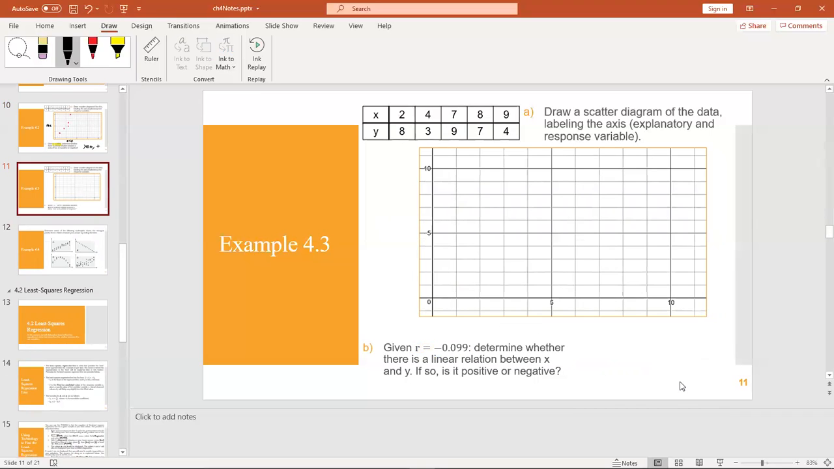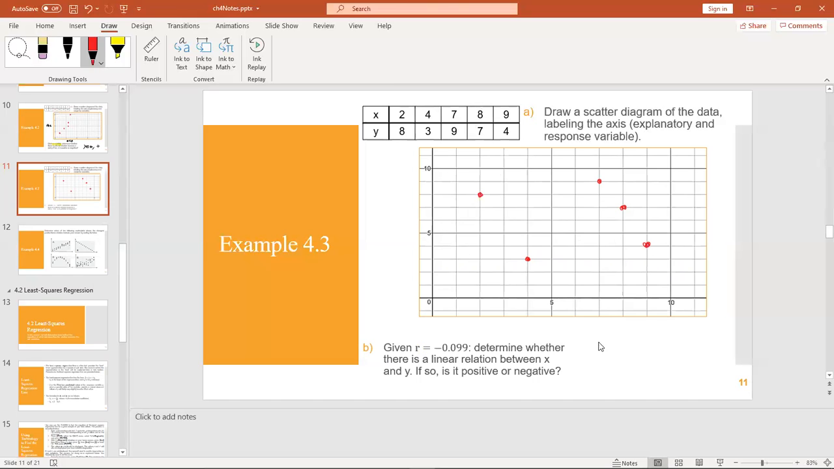Let's look at the next example. So here we're going to draw a scatter diagram for these data. We've got 2, 8. So here's 2. We're going to go up to 8, which is going to be right there. We've got 4, 3, which is over here. Then what do we have? We have 7, 9. So 6, 7, go all the way up to 9. We've got 8, 7. So 5, 6, 7, 8. Go up to 7. That's going to be right there. And then we've got 9, 4. So here's 9. Go up to 4.